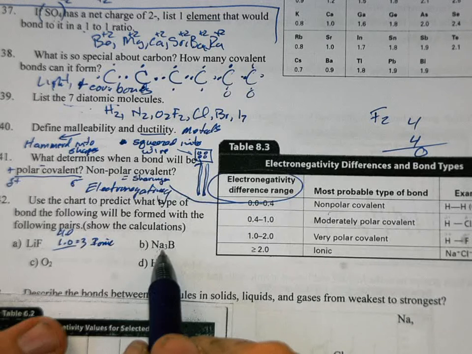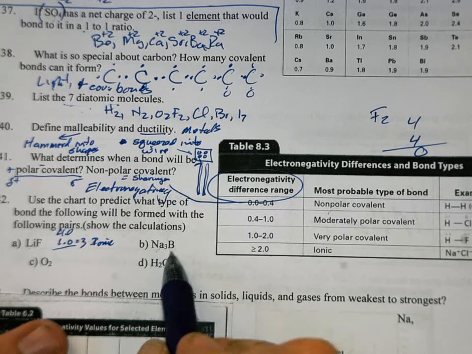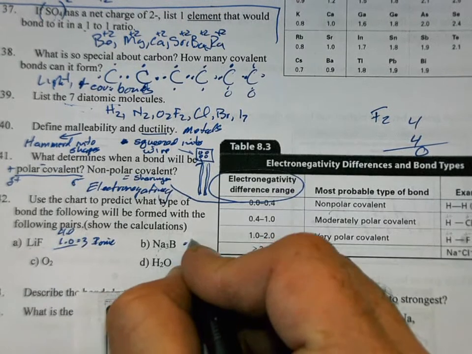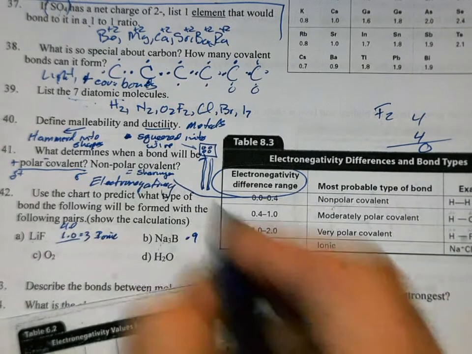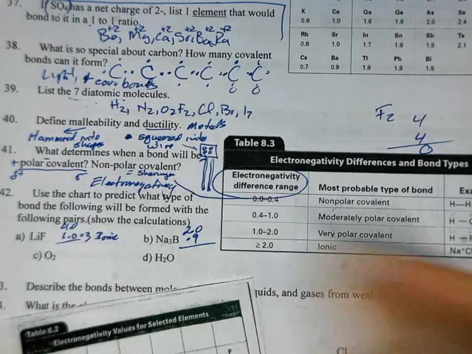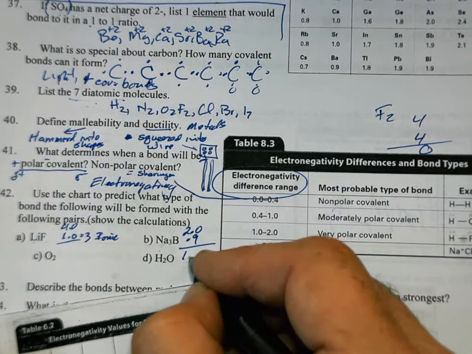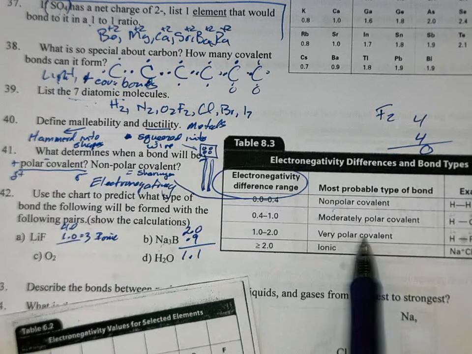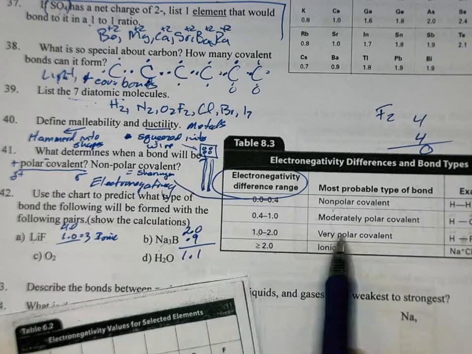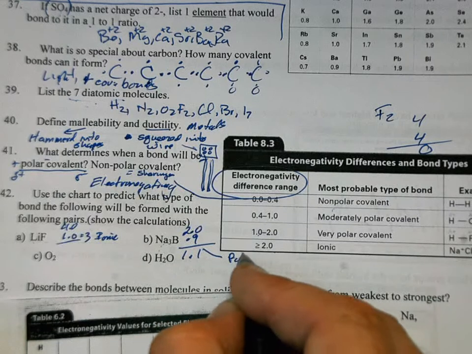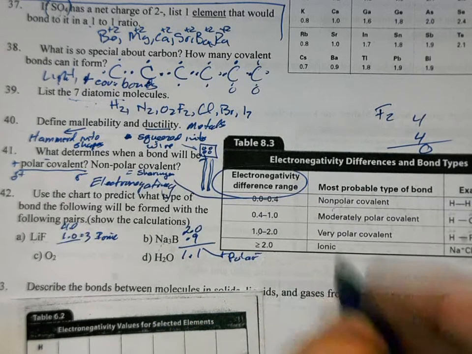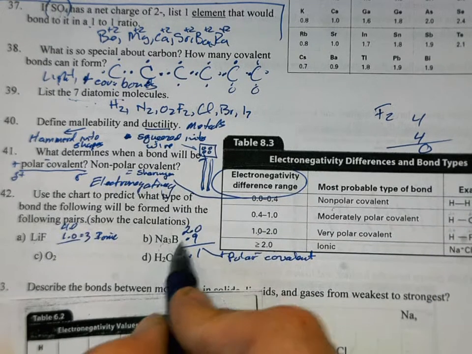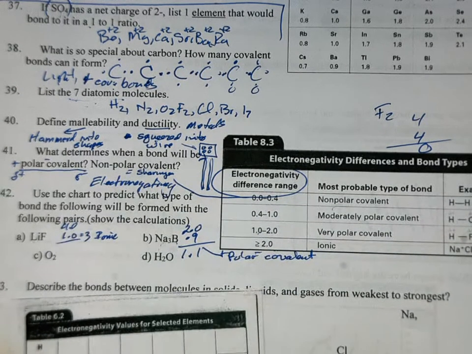Next one, we have NaB, which is boron. So we don't have to worry about the 3. We just have to look up that Na is 0.9 and boron is 2. So 2 minus 0.9 is going to end up being 1.1. When we look on our chart, it's going to be a polar, very polar covalent, because it's in this range right there. So polar, which means it has a plus and a minus end, and it is still covalent. They are sharing, it's just unequally sharing. The bromine has a higher electronegativity, it's hogging the electrons.